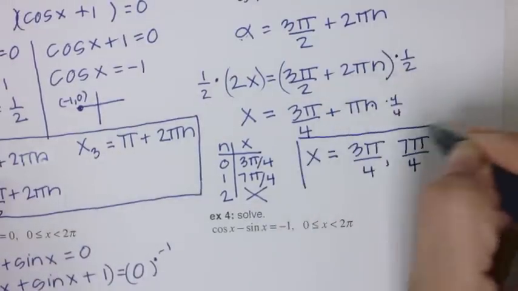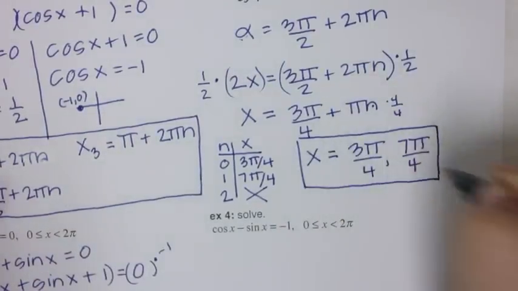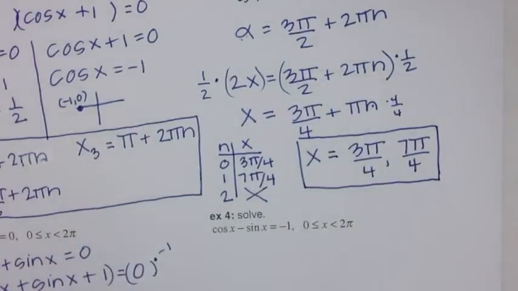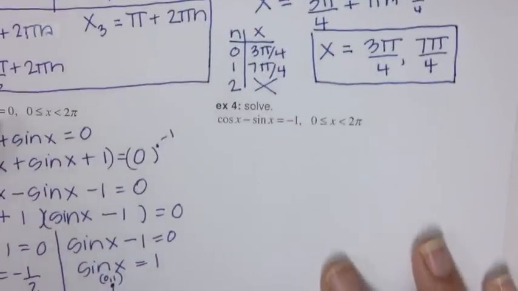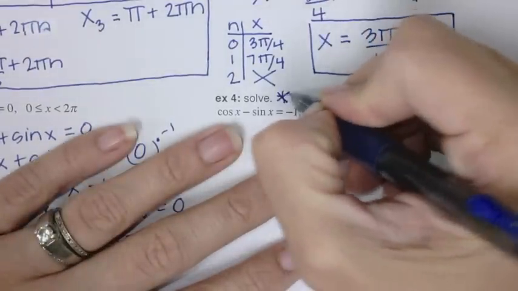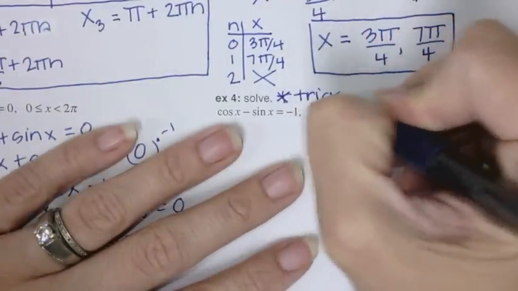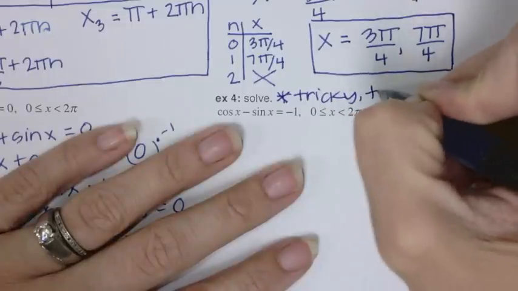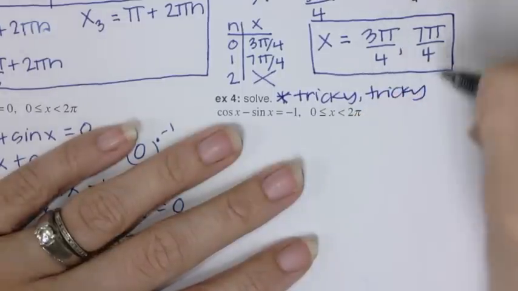And now on to example 4, which is our trickiest problem. So example 4, we're going to approach the same way we did example 3, and then we're going to hit a speed bump and then a barrier, and we'll see what we can do. So I'm going to put tricky on this one just so that you guys come back and study it.